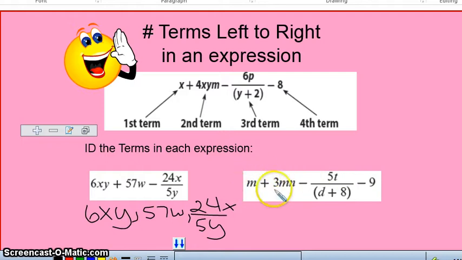Now in this next example, m plus 3mn minus 5t over d plus 8 minus 9, we start on the left, and our first term before the plus sign is m. So m is one of our terms. Our next term, being separated by a plus and a minus here, is 3mn. And our next term, being separated by a minus and a minus, is this whole chunk right here, 5t over d plus 8. And finally, our last term, being separated from everything else by the subtraction, is 9.